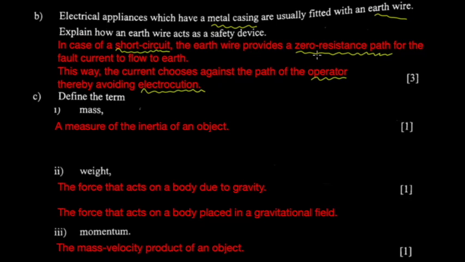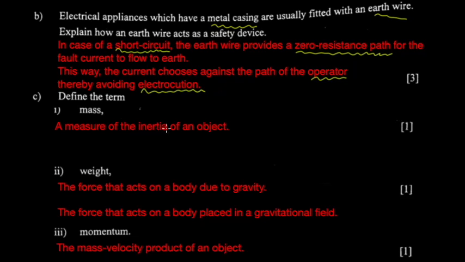So the reason it goes to the earth is that the earth has zero resistance. Okay, it has zero resistance, so it goes there instead, and thereby the operator avoids electrocution. So yeah, that's it. And then here it says define the term mass.